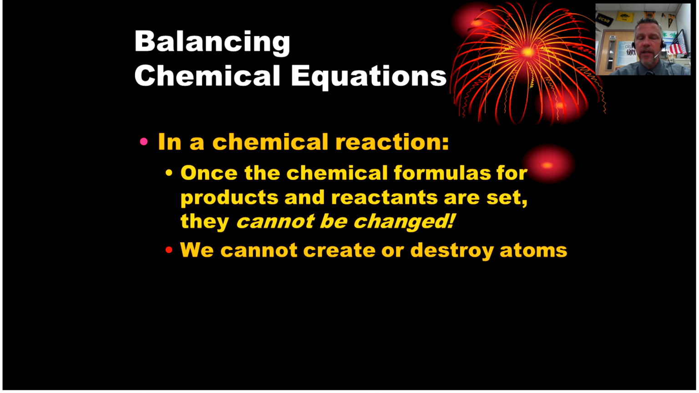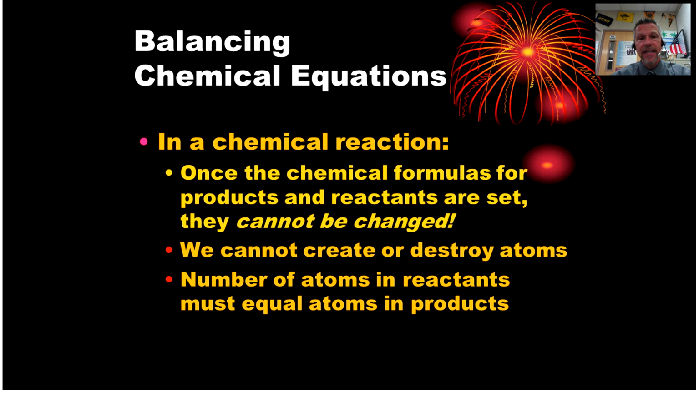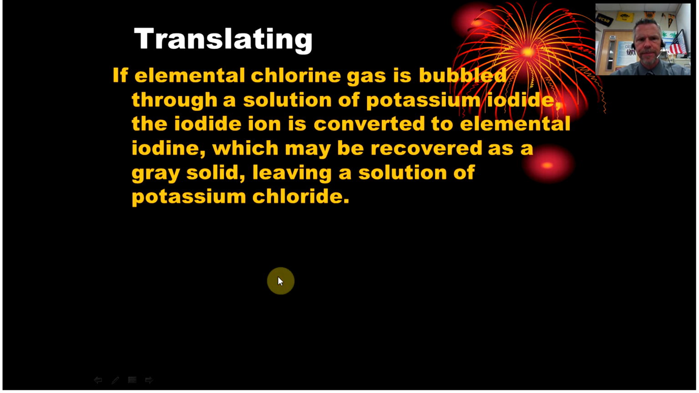And of course, in a chemical reaction, you don't get to create or destroy atoms. That means the number of atoms on one side of the equation has to equal the number of atoms on the other side. If you've got two hydrogens in the reactants, you've got to have two hydrogens in the products, and so forth. So the number of atoms must be equal, and when this is true, then you have a balanced equation.